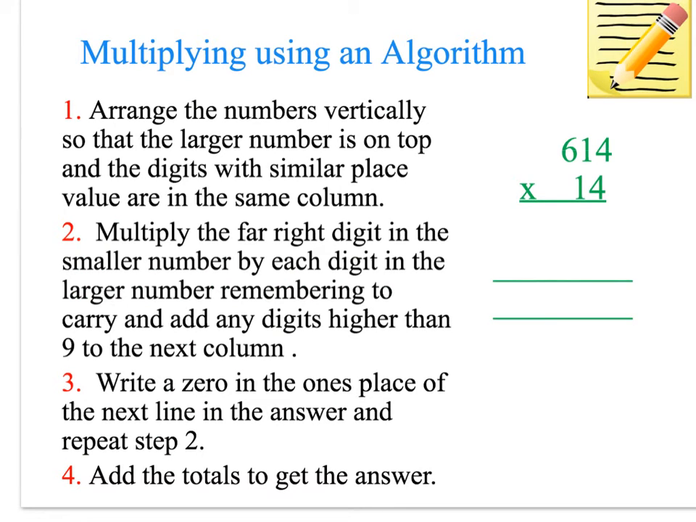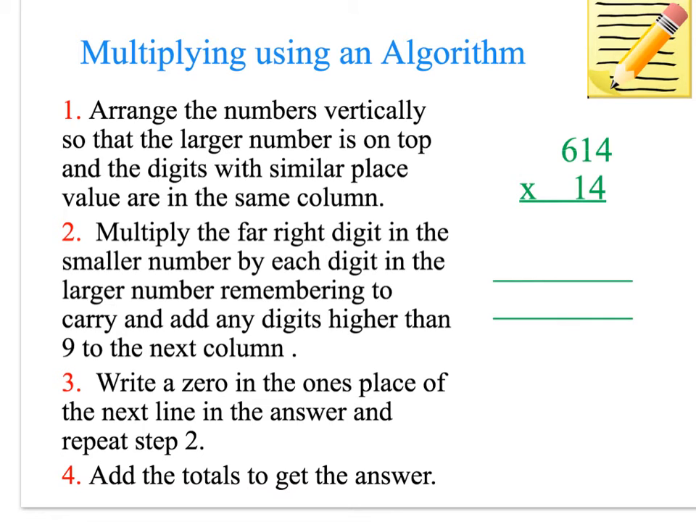Another way of multiplying is using an algorithm. So this is if you've got numbers that aren't multiples of 10. So we can multiply this way. Now there's a few steps here. So you first of all obviously need to arrange the numbers vertically so that the large number is on top and the smaller number is on the bottom, and the digits with the similar place value are underneath each other. Then you multiply by the far right digit in the smaller number by each digit, starting from the right-hand side. Remembering to carry and add any digits higher than 9 to the next column.